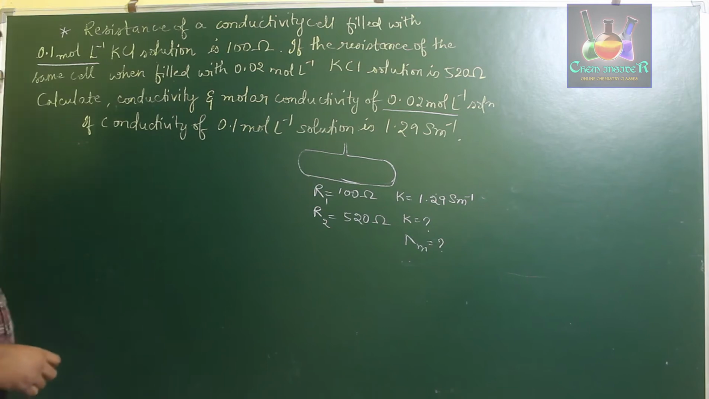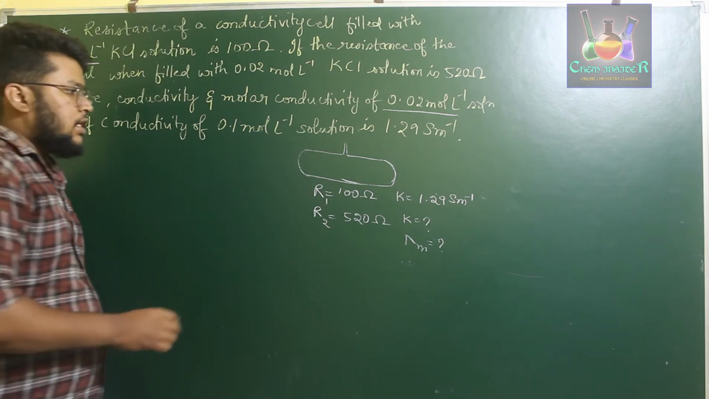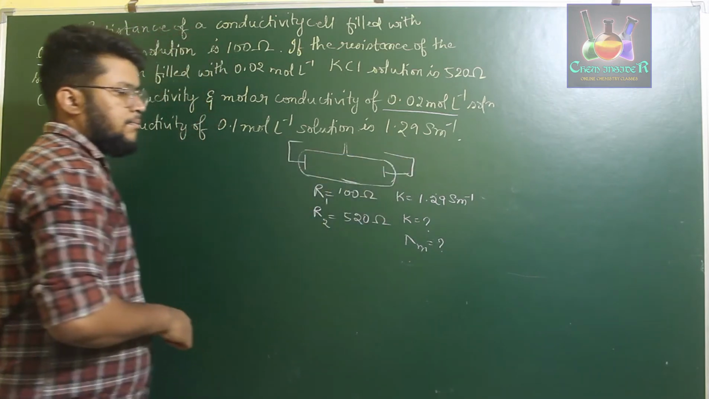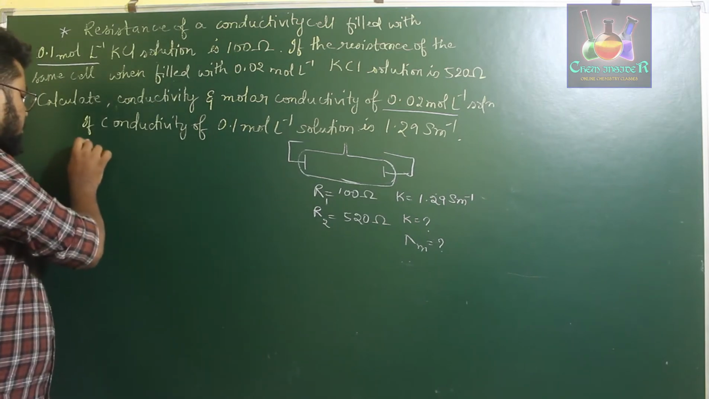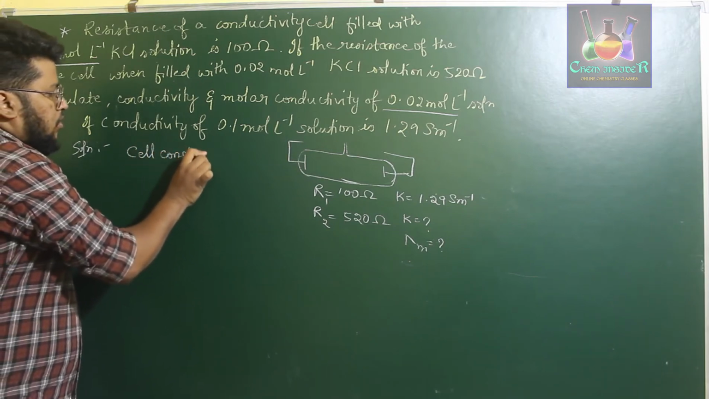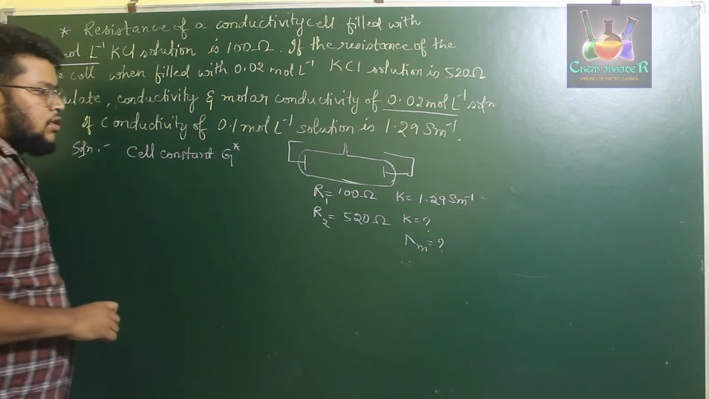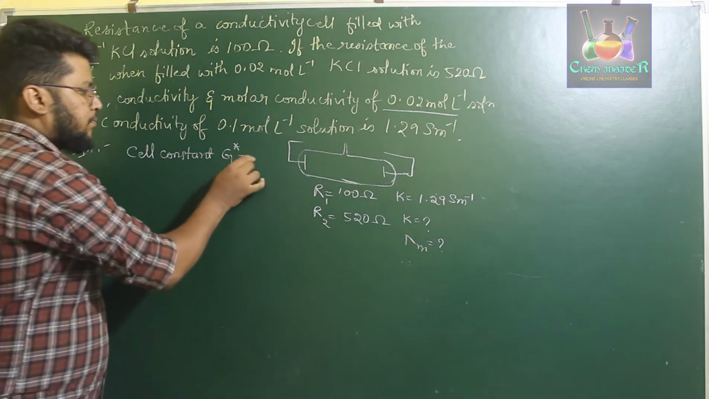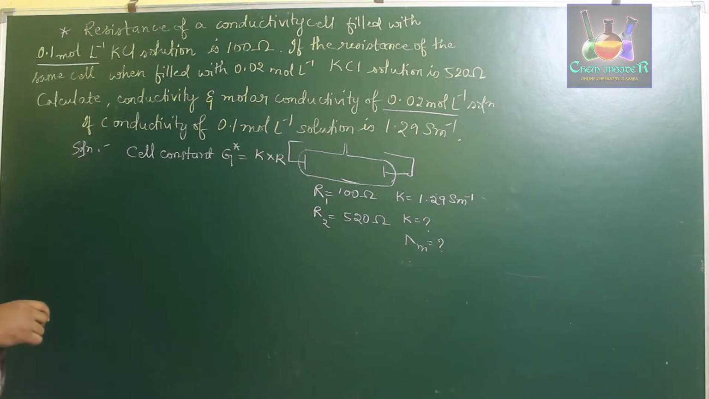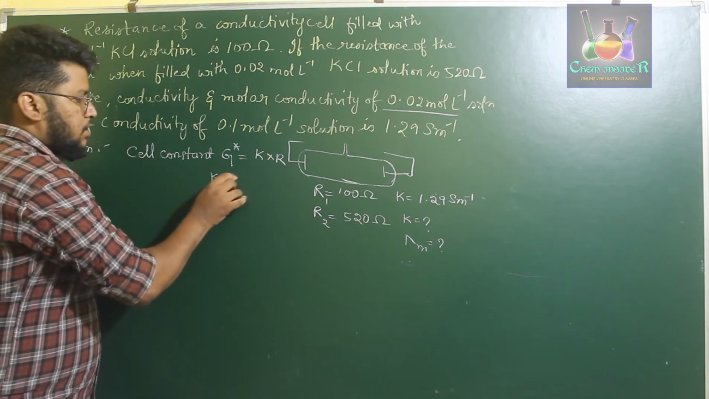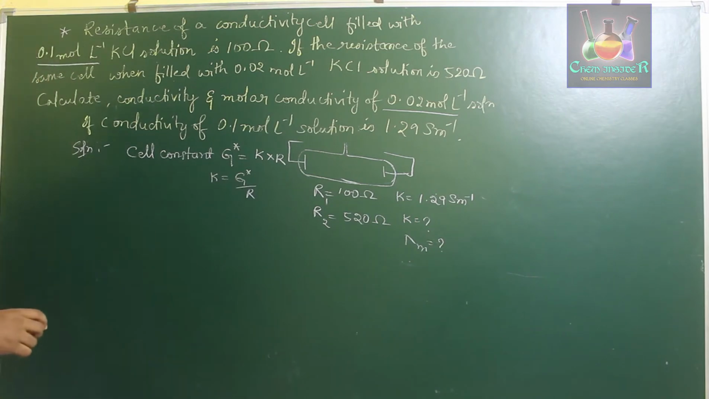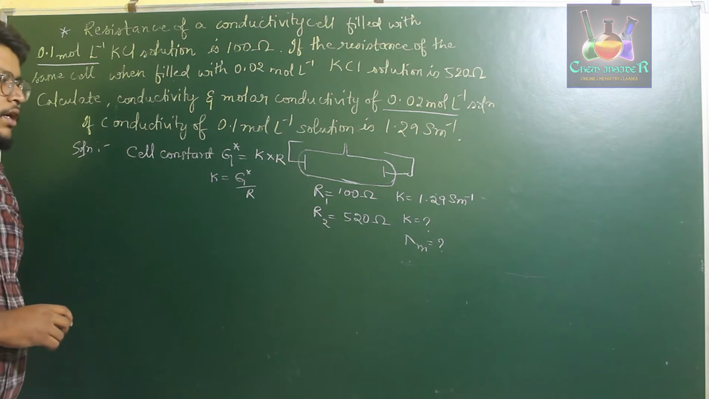For this, first what we have to do is, if you consider a conductivity cell, we need to calculate the cell constant of this particular conductivity cell. So the cell constant G star is equal to kappa into resistance. Because in the previous video we discussed how to calculate kappa. Kappa is equal to G star by R, right? Therefore, G star, the cell constant, is equal to kappa into R.